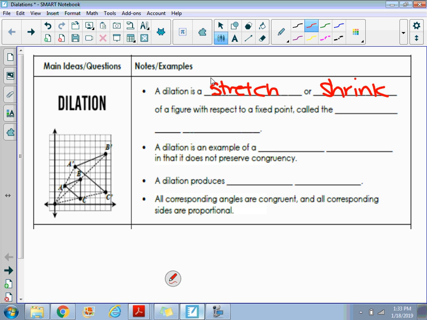What was that point that we would rotate about called? Well, we did use the origin. How about that was called the center of rotation? There you go. So just like the point that we rotate about is called the center of rotation, the point that we dilate about is called the center of dilation.